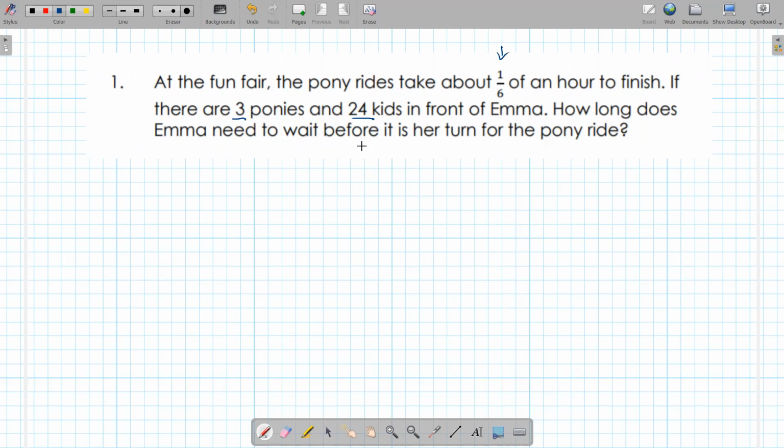Well, 24 divided by 3 would be 8. So is it just 1/6 times 8? Yeah. 1/6 times 8. She's going to be waiting a long time then. That's 4/3, right? 4/3, just 1 and 1/3. Okay.